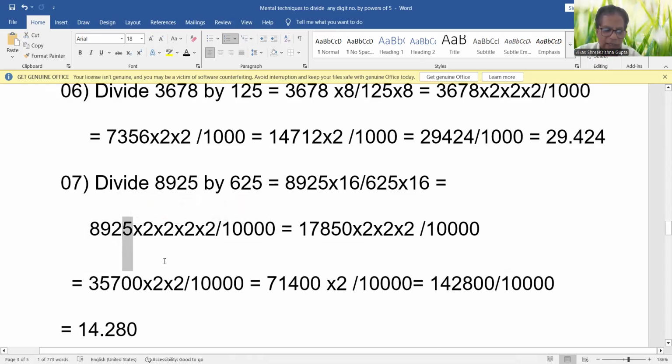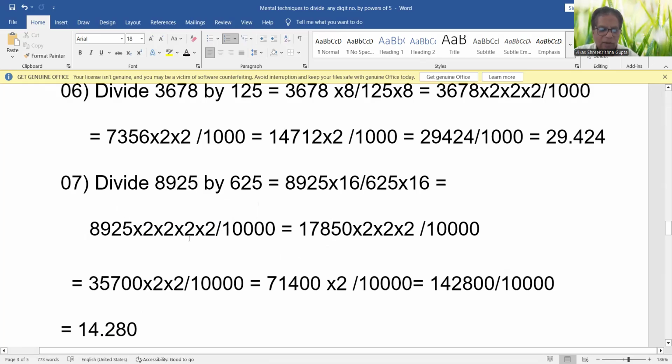So 2 into 8 is 16. So I will write simply 17, because 9 is the carry number. So 2 into 9 is 18. Now before writing it, I see what is the next number? 2. 2 is the non-carry number. So I simply write 8.